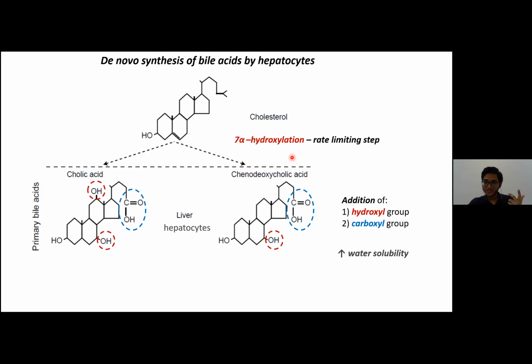Another name for the rate limiting step is the regulatory step, okay? How is this regulated? By negative feedback again. Once you have a lot of bile acids, you don't need production of bile, so you inhibit this enzyme. If you don't have bile acids, then this enzyme will work more to produce bile acids. So this is a negative feedback you need to know. So again, two things you need to know. First step is 7-alpha hydroxylase. This is also the rate limiting step of bile acid synthesis. And as a general concept, this is to increase water solubility.